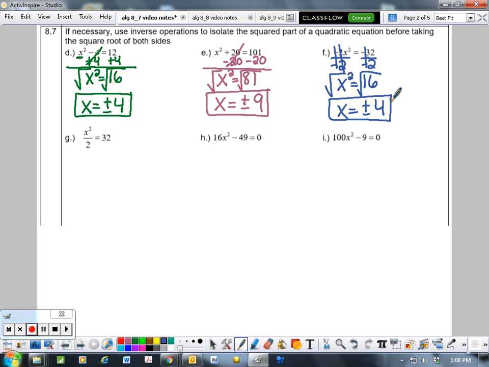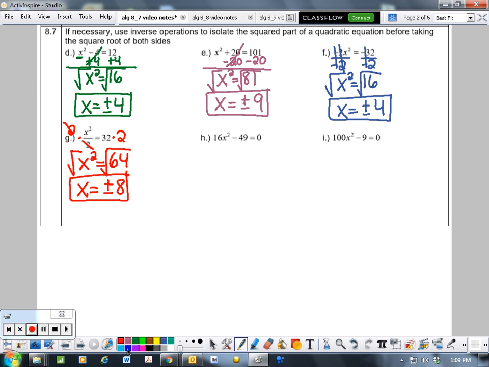Okay, so our next one, x squared divided by 2. So the opposite of divide by 2 is times by 2. So the 2's cancel now, because 2 divided by 2 is 1. So it gives me 1x squared, which is just x squared, equals 64. Now I square root both sides, and I get x equals positive and negative 8, because the square root of 64 is 8.